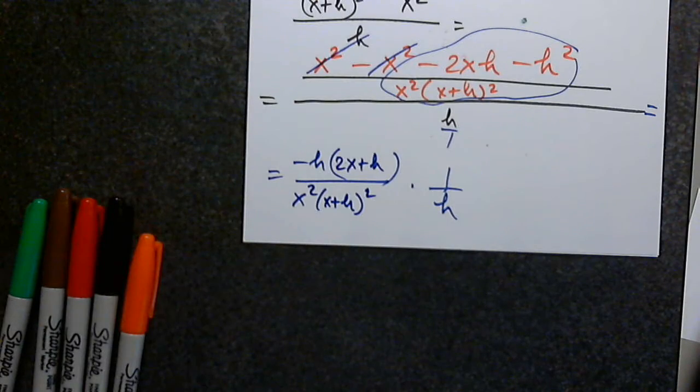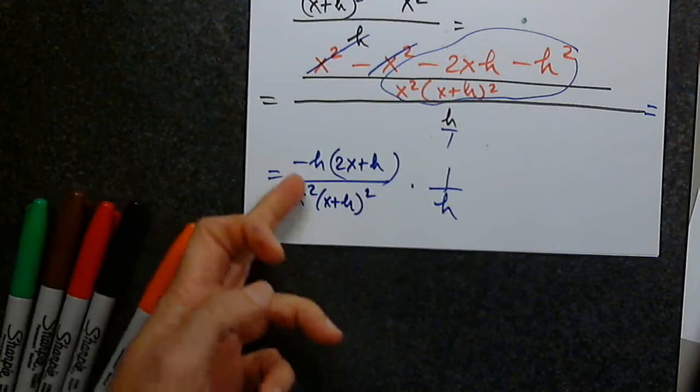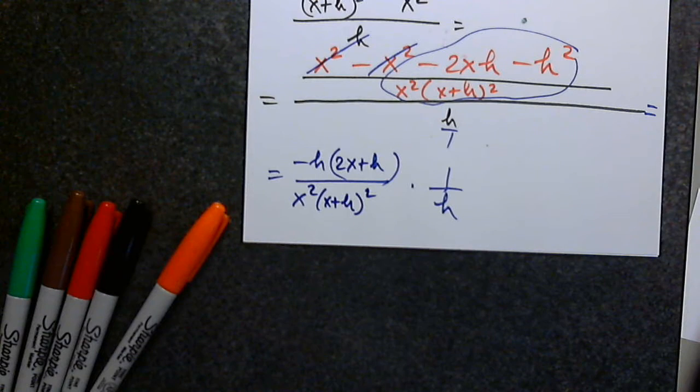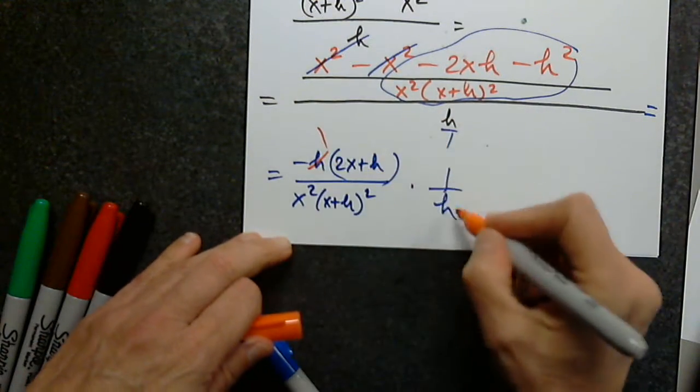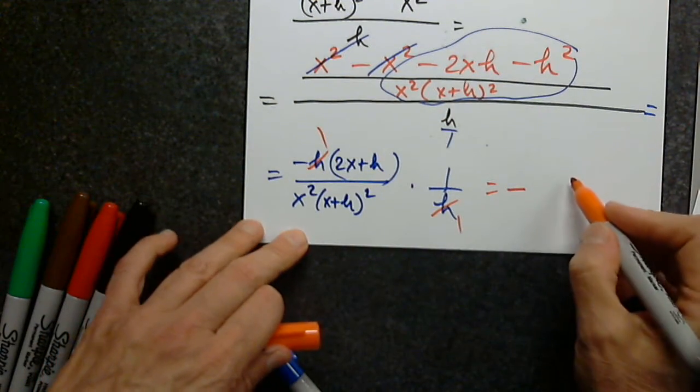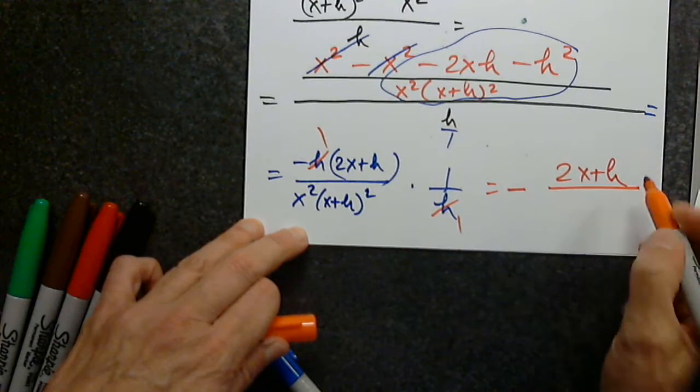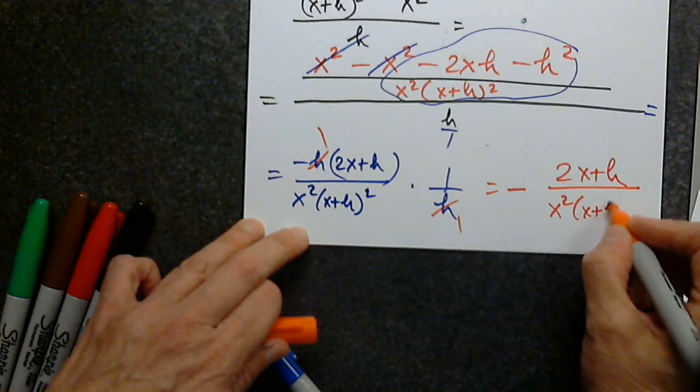Let's check. -h times 2x is that. -h times h is that. Perfect. What do you think I'm going to do next? Indeed. And the final simplified form, and no one can do anything anymore, is this.